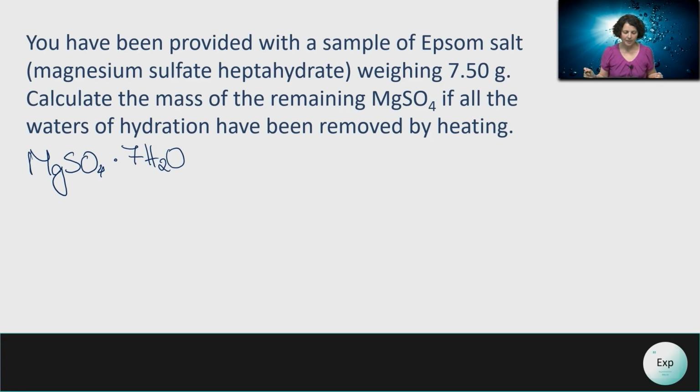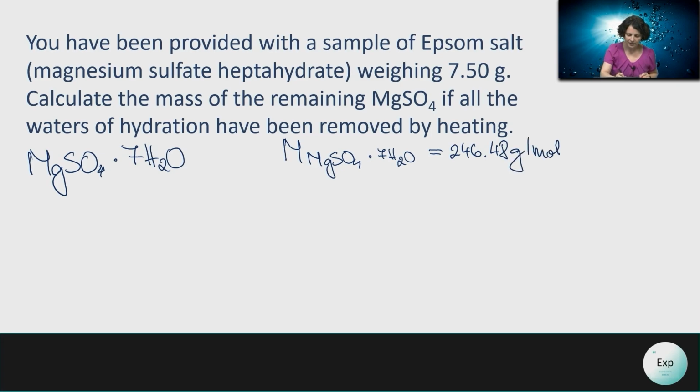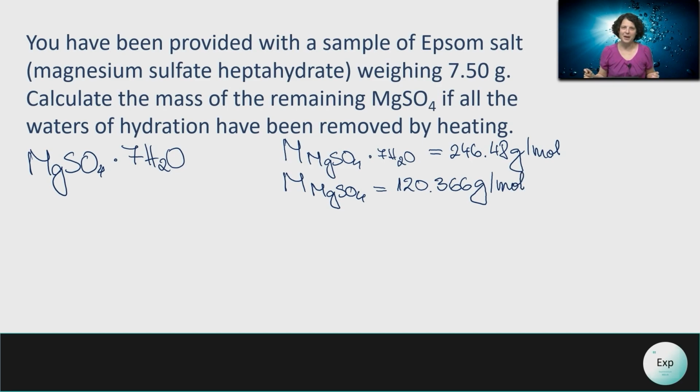Our problem here asks about the magnesium sulfate that we expect to be left over if we successfully remove all 7 waters of hydration. That means that in this case, we need to determine 2 molar masses. The mass of the hydrate, the one that has 7 waters of hydration, is 246.48 grams for each mole of this hydrate. We also need to determine the mass of magnesium sulfate without any waters of hydration, and that is 120.366 grams per mole. From there, it's simply a matter of calculation.